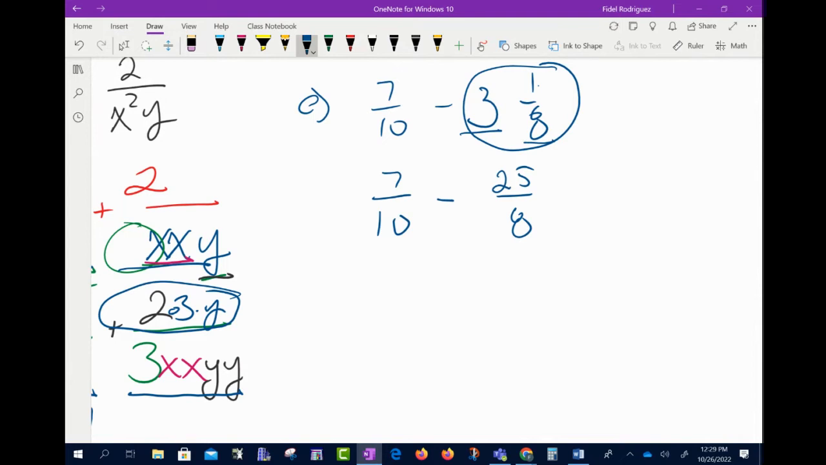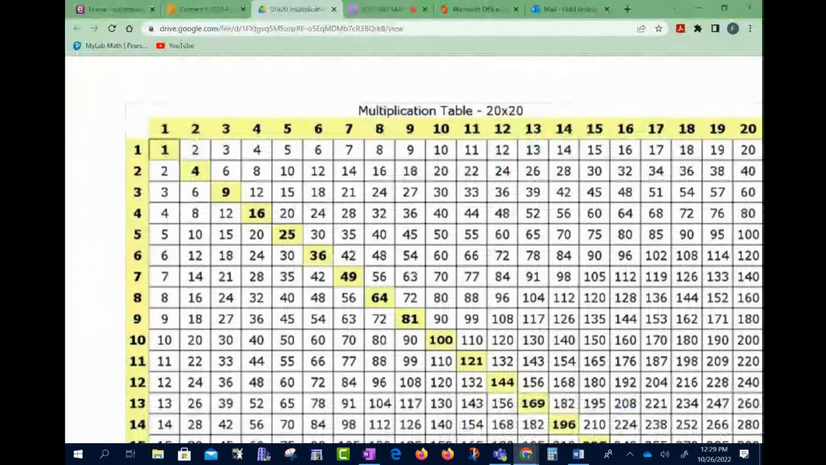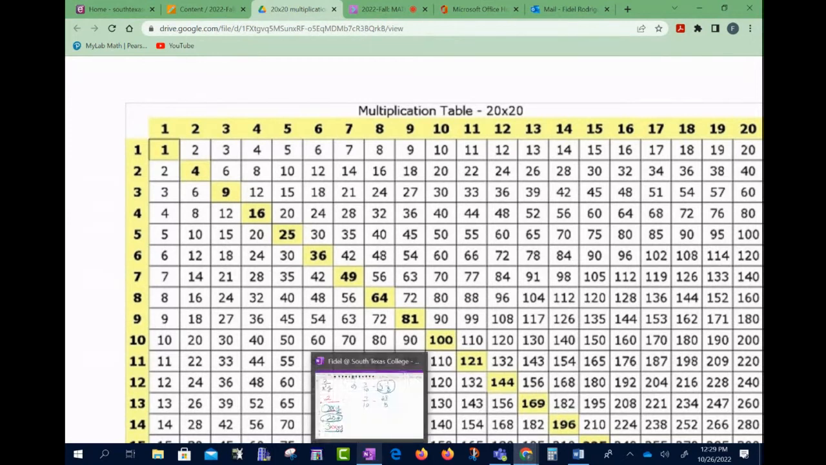Okay, I need to find my common denominator. So y'all, I'm going to go back to my multiplication table, okay? I'm looking at the numbers 8 and I'm looking at 10. And I want to see what's the first number that they both have in common. And it looks like 40 is the first number that they both have in common, right?